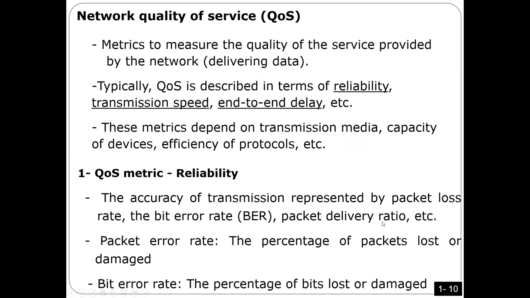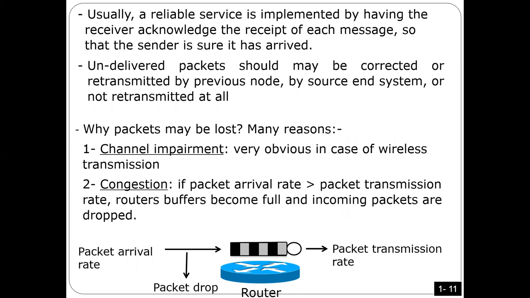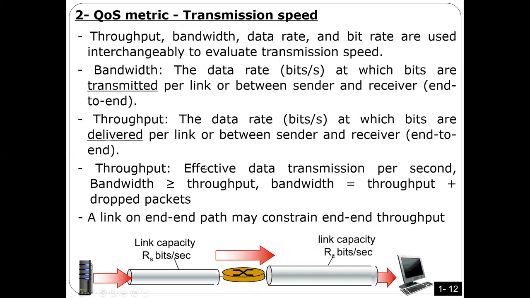So here, packet delivery ratio. For sure we wish this ratio were 100%, so that every packet you transmit gets delivered. I would be happy if that were the case, but as I told you last time, it is not, because of congestion and also channel impairment. Also, I explained transmission speed or throughput. Sometimes we call it bandwidth. How much data can you transmit in 1 second? Speed.